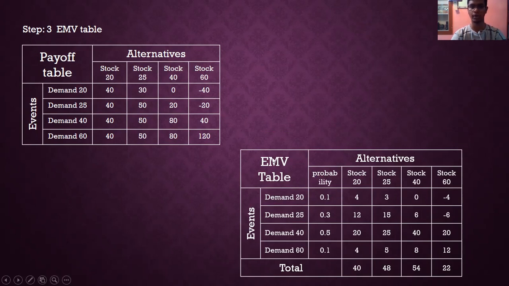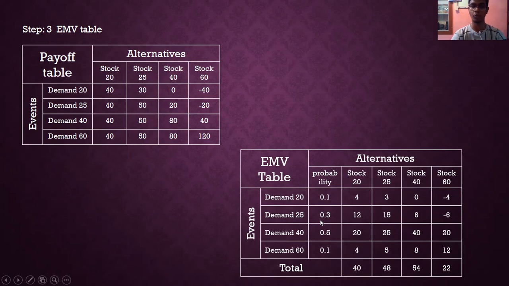Then 0.1 into 0 will be 0, because anything multiplied by 0 will be 0. So we are writing 0 here. Again 0.1 into minus 40 will give us minus 4. So now the first row is done. Now we'll go with the second row, demand 25. The probability is 0.3.